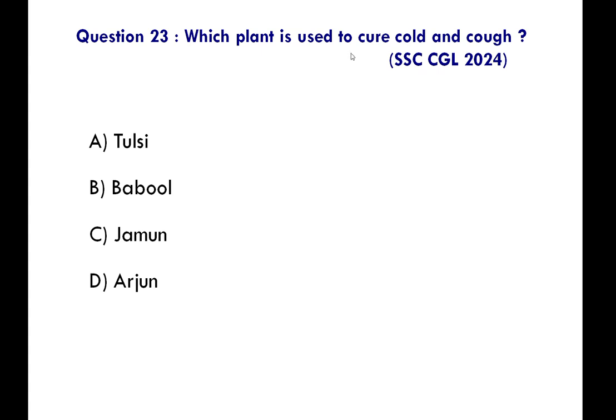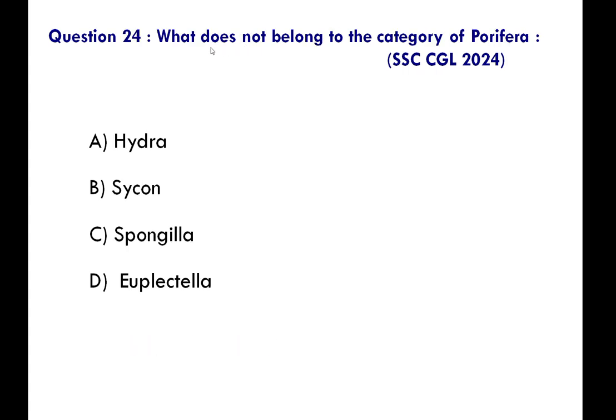Which plant is used to cure cold and cough? And the options are tulsi, babool, jamun, or arjun. So the correct option is A, that is tulsi. What does not belong to the category of porifera? And the options are hydra, sycon, spongilla, or euplectella. So the correct option is A, that is hydra.